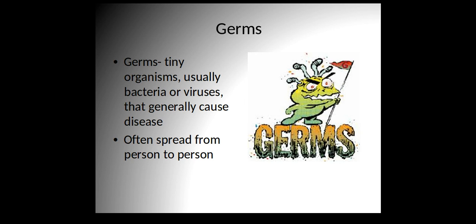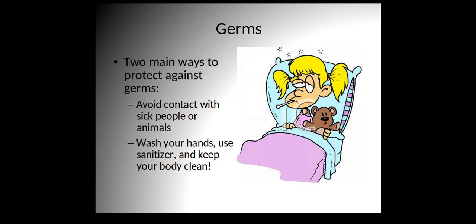Now, there are two main ways to help protect against catching these germs and getting a communicable disease. The first of these is to avoid contact with the sick person. When a doctor tells you to stay home from school because you're contagious, that is so you do not spread those germs to others and get them sick.